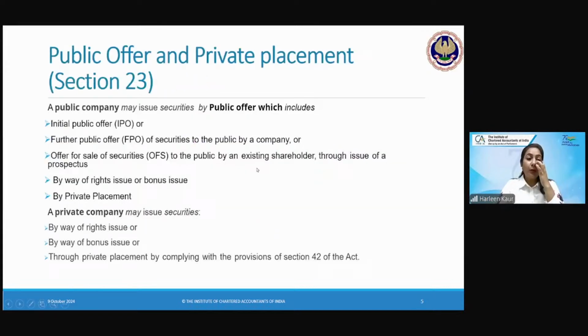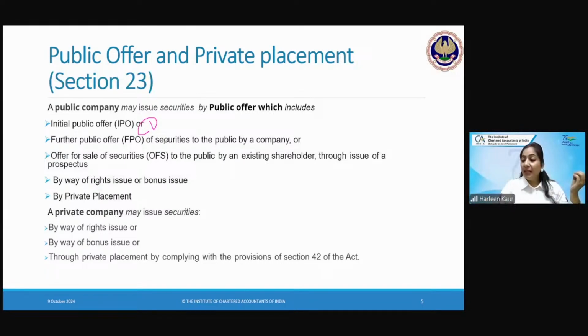So now starting with the first section, that is public offer and private placement. What is this public offer, ma'am? You have been telling us that a public company is going to the public and asking for the securities. How is this going to happen? The first thing the company does, when for the very first time it is coming up, is come with an IPO, that is initial public offer.